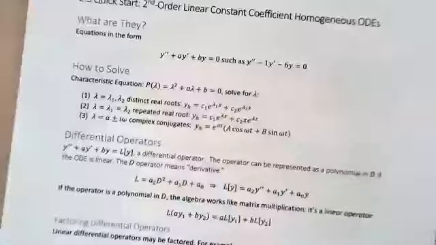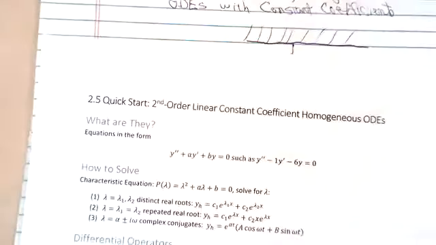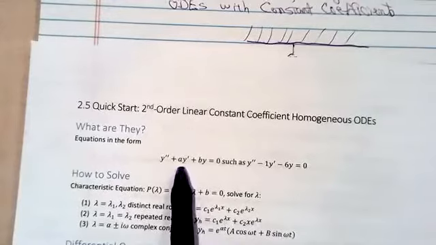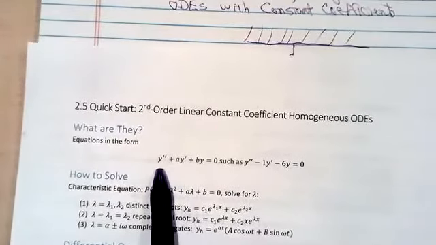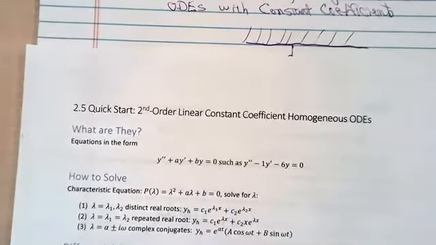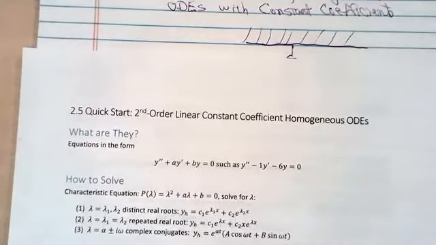We are looking at section 2.5, second order linear constant coefficient homogeneous ordinary differential equations. And it's easier to write one down than it is to say the title. It's equations of this form: y double prime plus ay prime plus by equals 0. And we're going to learn how to solve all such equations tonight, along with some other things that come up.